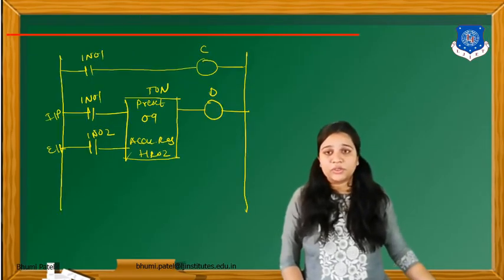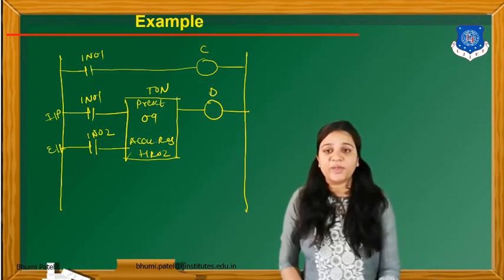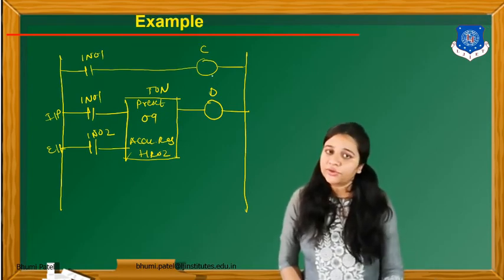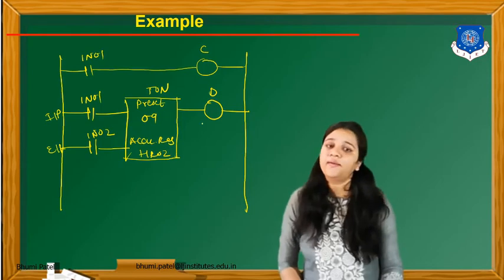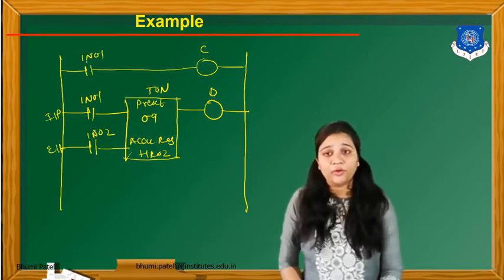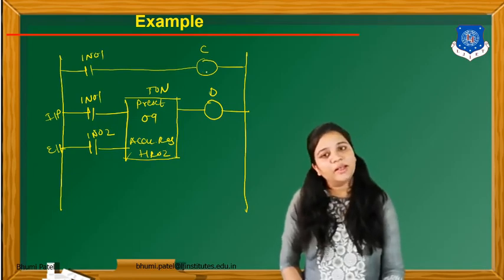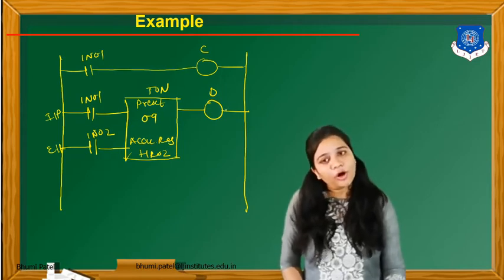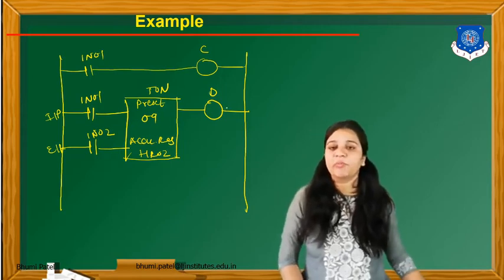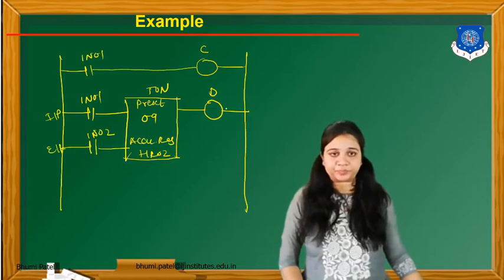Okay, so see here, whenever the switch is pressed, output C goes on. After 9 seconds, D goes on. Whenever we open the switch, C goes off immediately, and also we cannot get the input for this particular timer, so D will be off. So this is the logic behind example number 2.